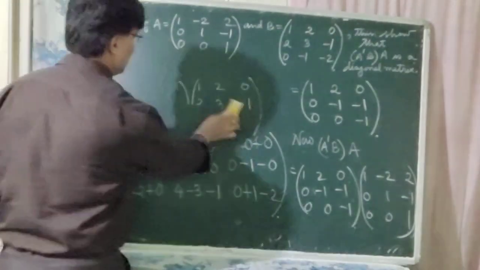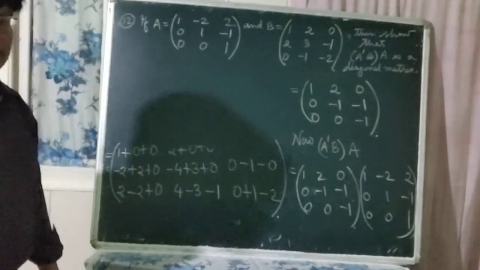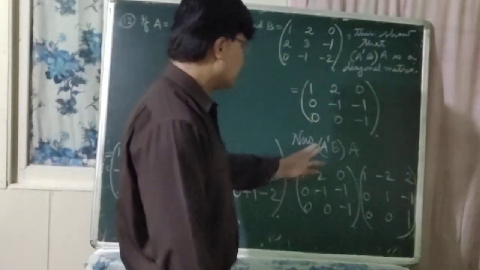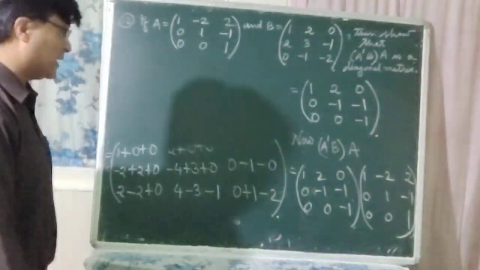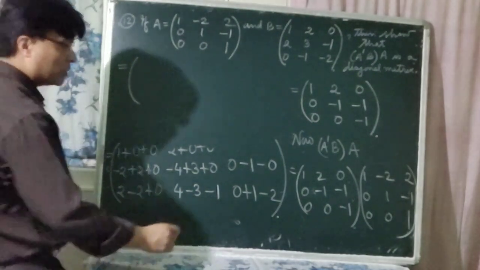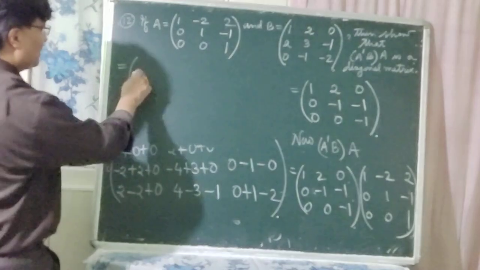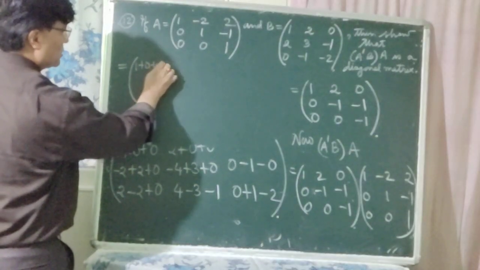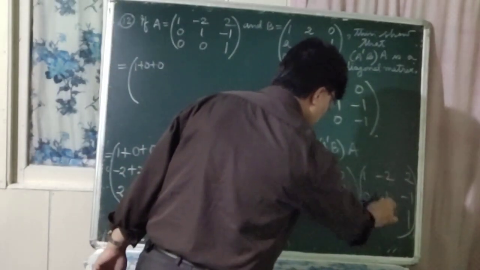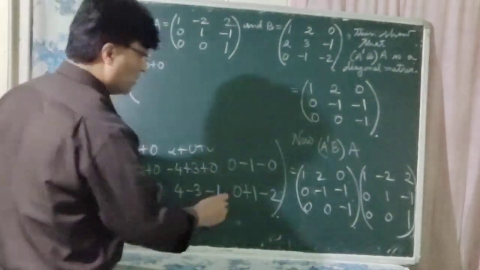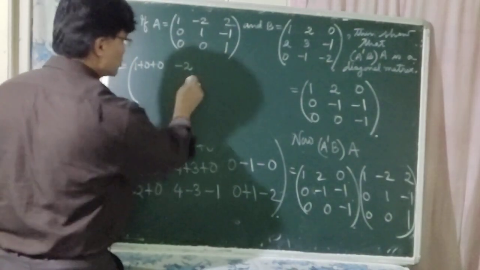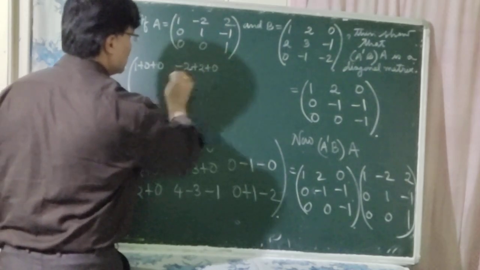Okay. Now let us multiply these two matrices to prove that A dash B into A is the diagonal matrix. First row by first column: 1 ones are 1, plus 2 zeros are 0, plus 0 zeros are 0. Again, first row by second column: 1 into minus 2, minus 2, plus 2 ones are 2, plus 0.